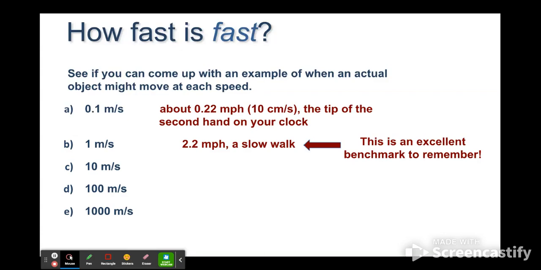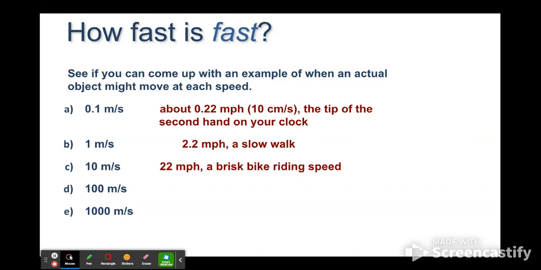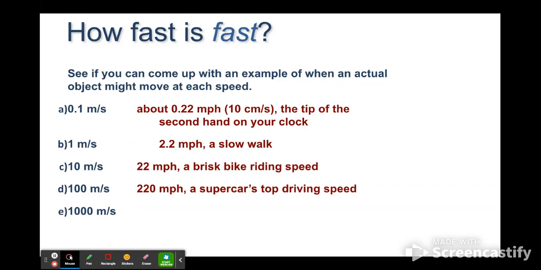So the tip of the second hand of the clock is about 1/10 of a meter per second. You walk about 1 meter per second. 22 miles per hour, or a brisk bike ride, is about 10 meters per second. At 100 meters per second, it goes way faster than we would go in our cars normally. But a supercar's top driving speed, topping out at 220, and then 2,200 miles per hour is the equivalency of 1,000 meters per second, which is about an F14 top speed.